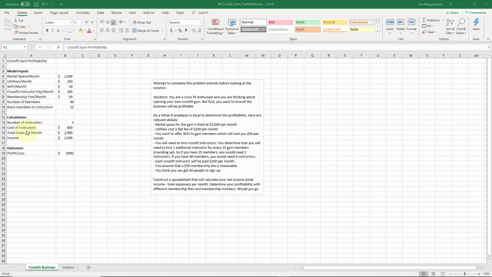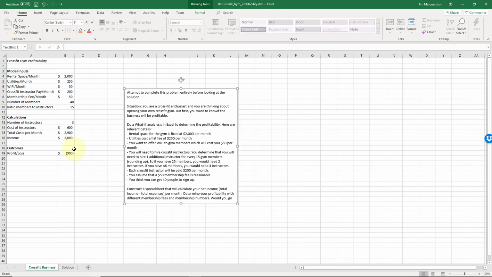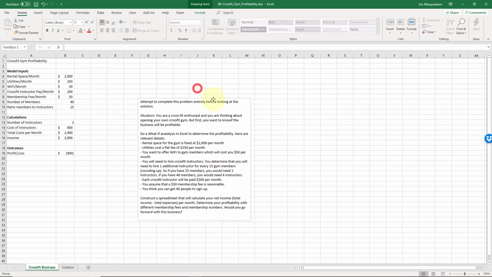So technically there are a lot of different ways you could organize this information. You could have fixed expenses, variable expenses. There's a lot of different ways you could do this that could all be absolutely correct. So we're losing money right now. So far with these assumptions, we're not going to do well. Okay. So let's see what happens if we can mess with some of these inputs. Determine your profitability with different membership fees and membership numbers. Okay.